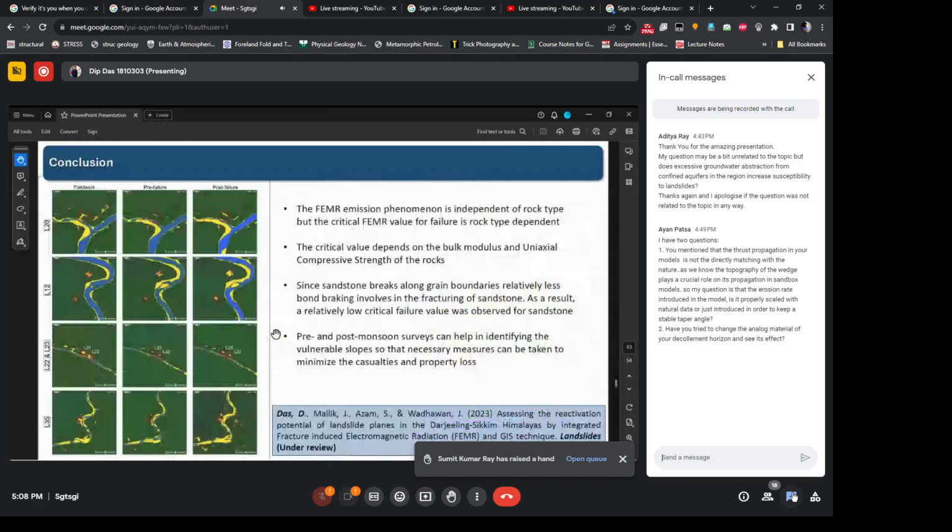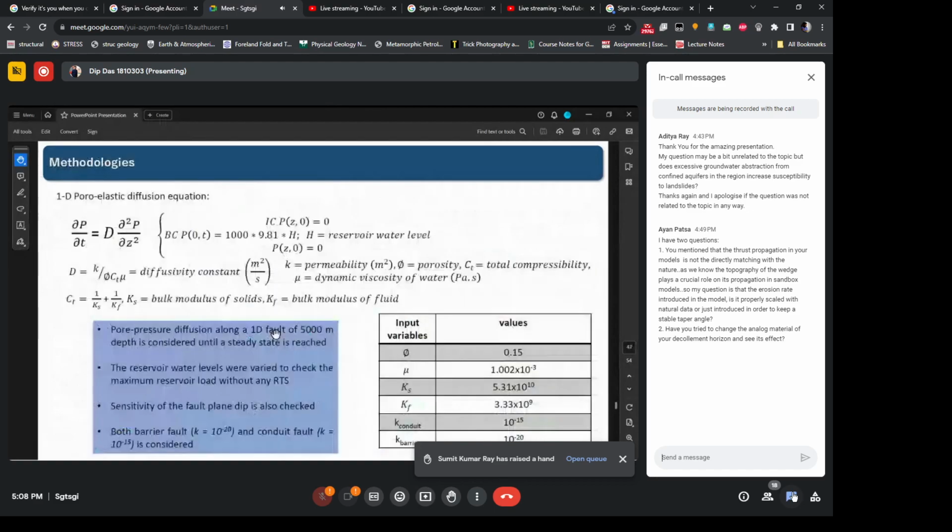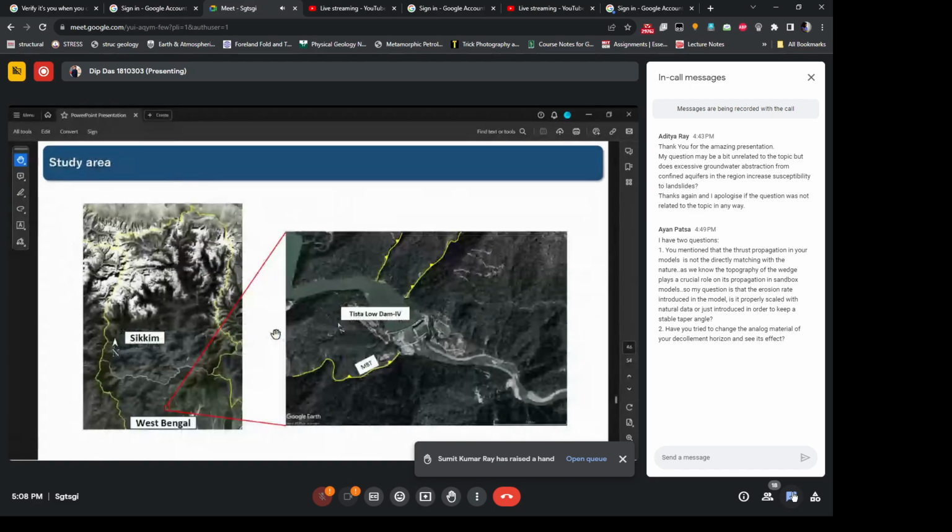So for the stress direction, I considered a stress ratio of 1.08, so SH by SV equals 1.08. This is from borehole breakout data near the Assam basin. I didn't get any in situ data for the Darjeeling, Sikkim area, so I chose the data from the Assam region.